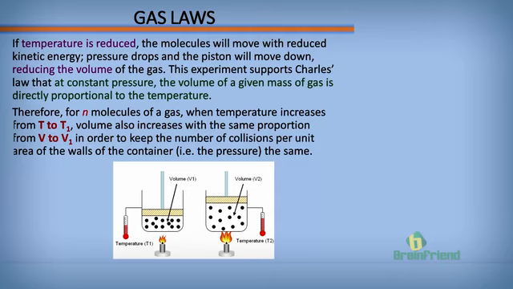In that same vein, if temperature is reduced, the molecules will move with a reduced kinetic energy. So when you reduce temperature, of course, you're reducing the kinetic energy. The gas molecules will not be so energized anymore to move about like that. This also means that pressure will drop and the piston will move downwards, reducing the volume of the gas. So this experiment simply supports Charles' law that says that at constant pressure, the volume of a given mass of gas is directly proportional to the temperature.